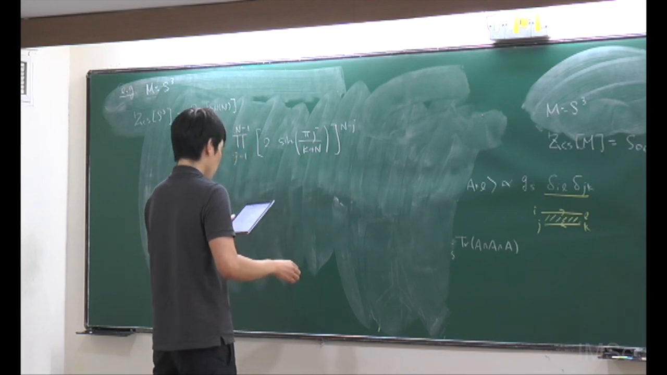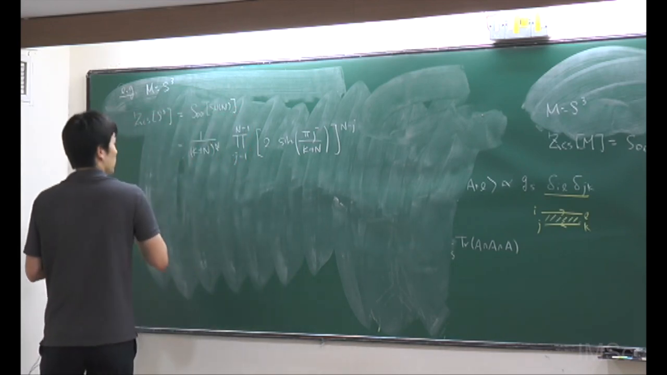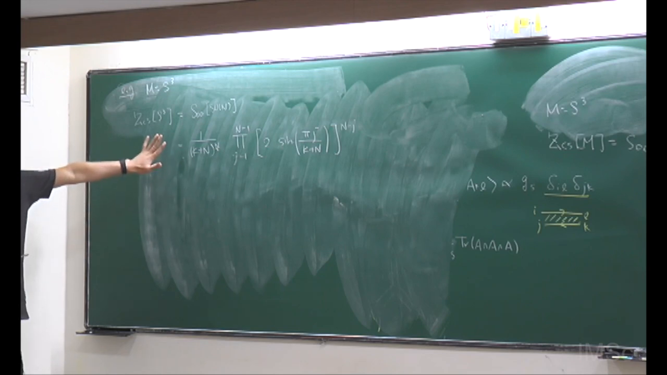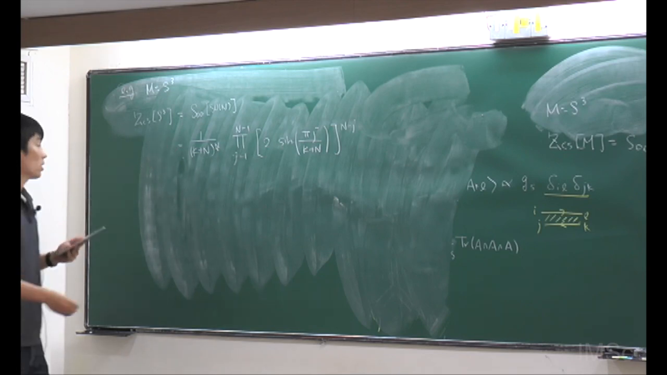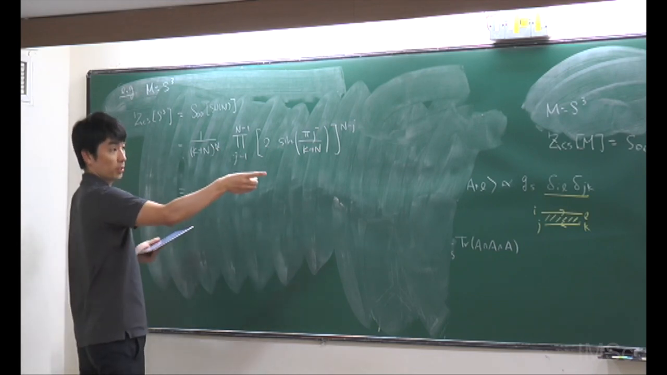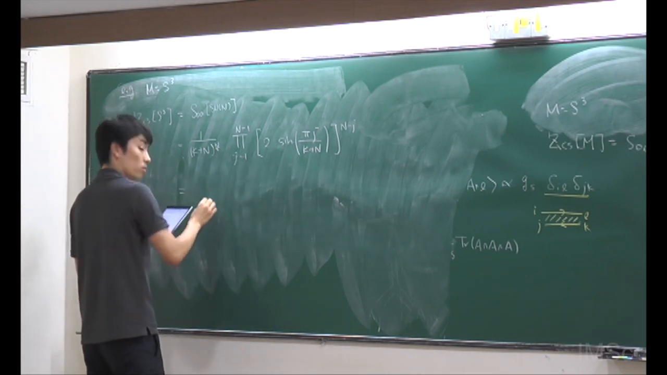Okay, let me move on. So this is the SU(N) case. The S matrix is written here, this way. And it turns out that one can, again, put it in the following form.